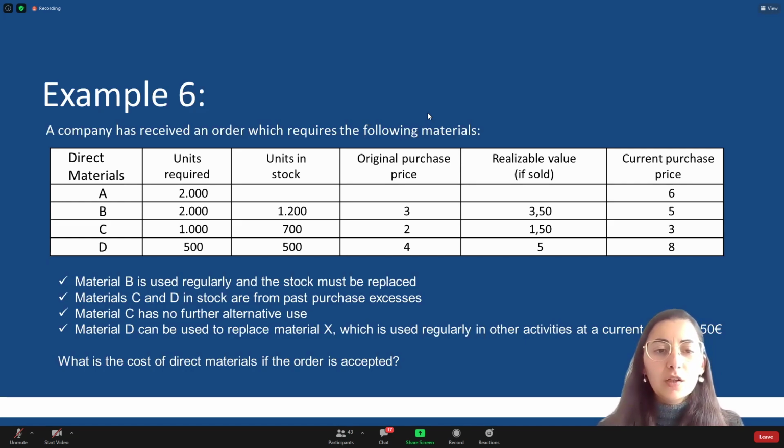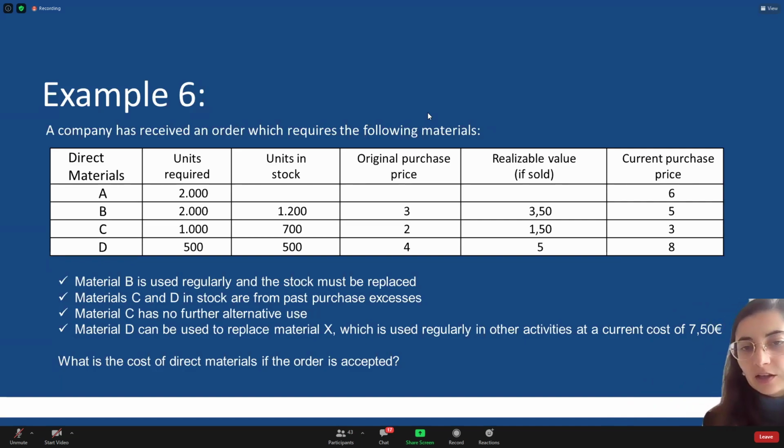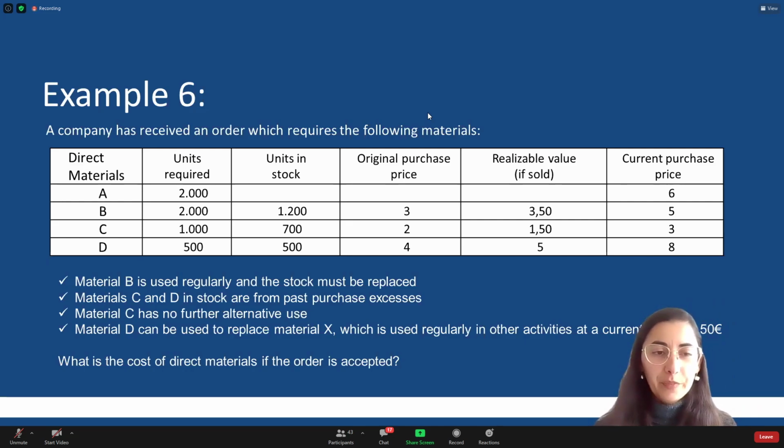Material B is used regularly and the stock must be replaced. Material C and D in stock are from past purchase excesses. Material C has no further alternative use, but material D can be used to replace material X, which is regularly used in other activities at a current cost of 7.50. They are asking what is the cost of the direct materials if we accept this order. So if we accept this order, which requires all of these materials, what is the total cost with materials?